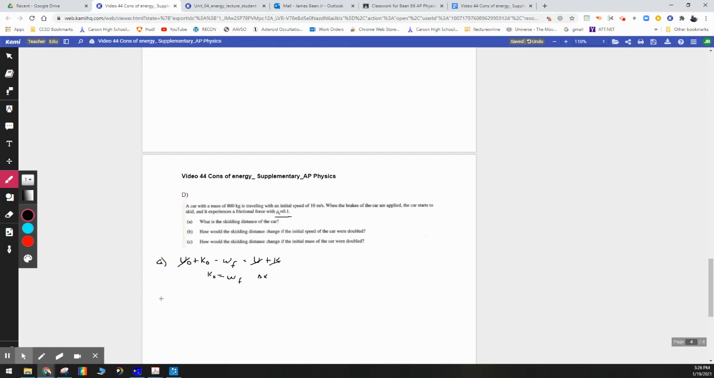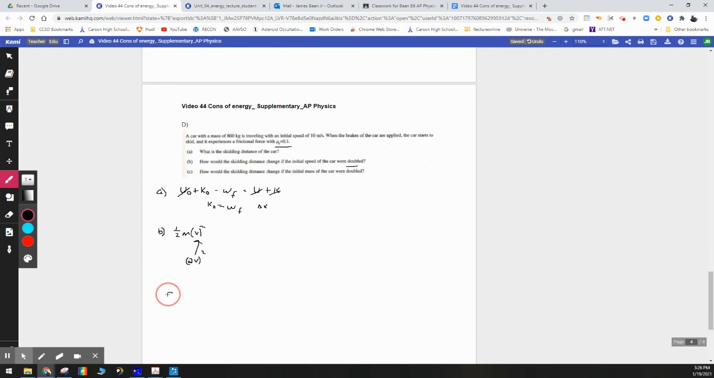So this will be for part A. Then part B, we'll let you think about this one. How would the skidding distance change if the initial speed were doubled? Kinetic energy is 1/2 mv squared. What happens if I double this, suppose it was 2v, and I square it? How would that change the outcome? We'll leave that for part B.